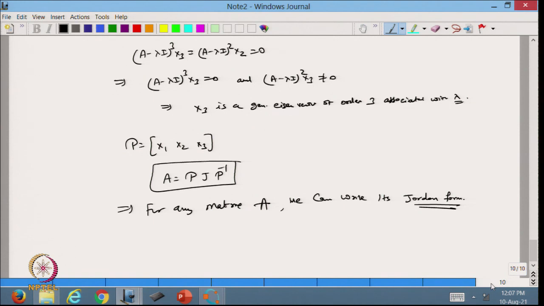In the lecture today we have discussed which types of matrices are diagonalizable, and that when the eigenvalues are repeating, the matrix may or may not be diagonalizable. Then we defined another form called the Jordan form, and we have shown that any matrix A can be written in the form of Jordan blocks. In the next lecture we will continue with this and discuss some examples based on that.